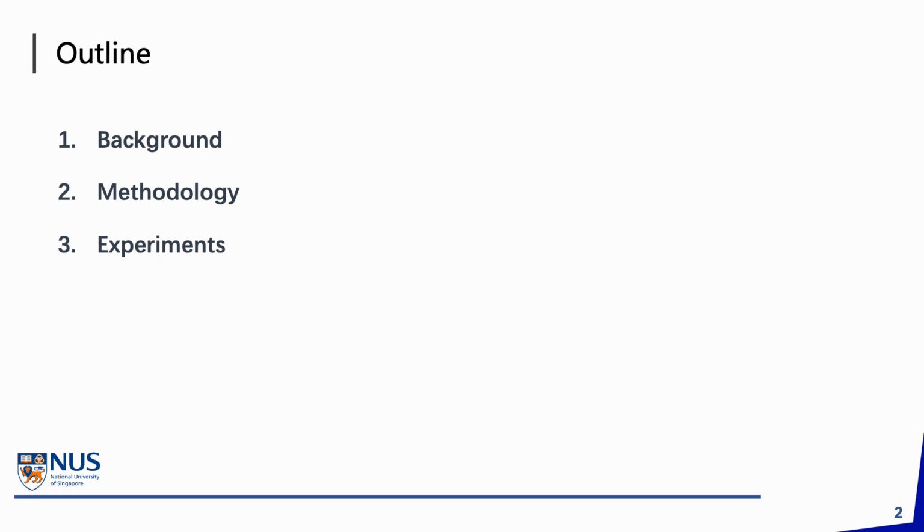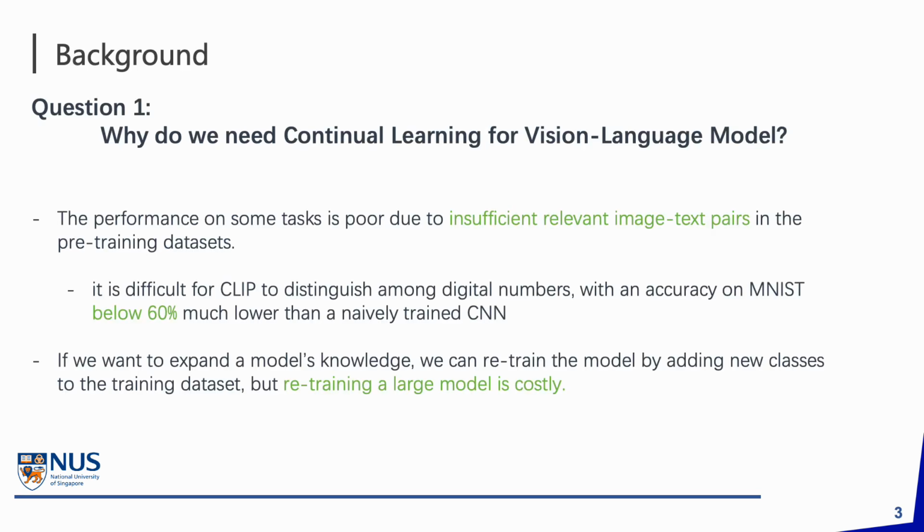I will first provide some background knowledge, then I will introduce our method. Finally, I will show our experimental results. Nowadays, vision language models are very popular and show great performance. Our first question here is, why do we need continual learning for vision language models?